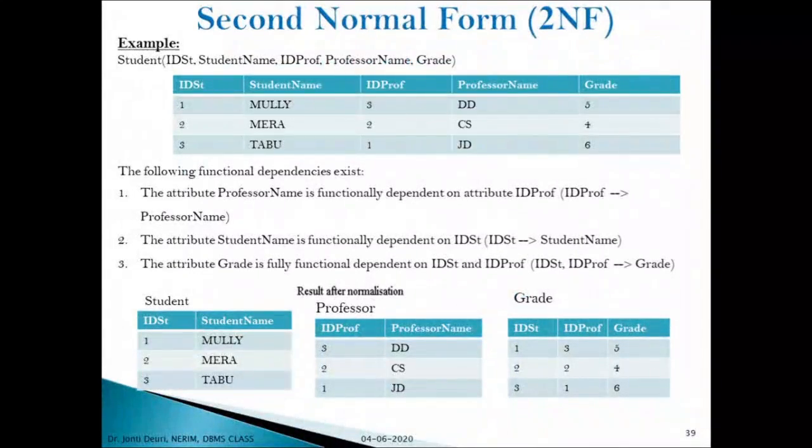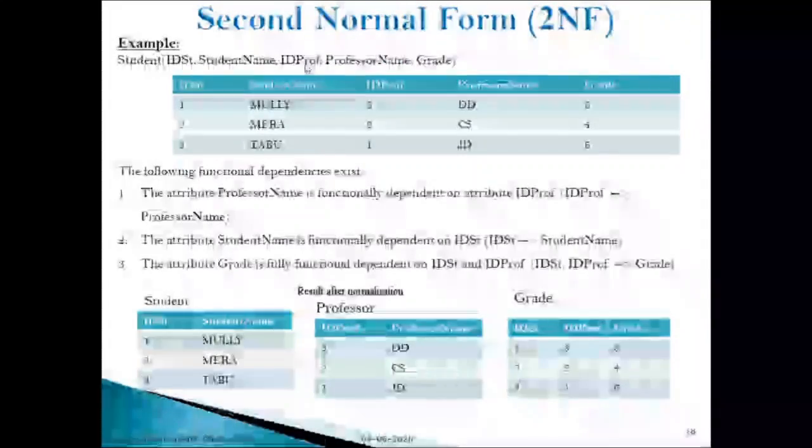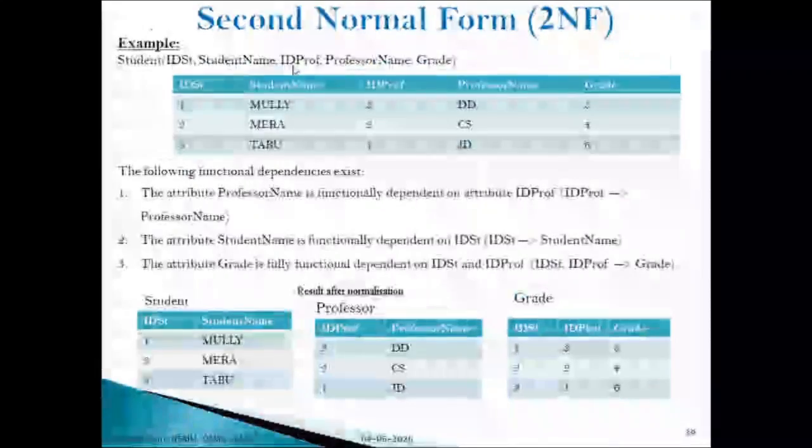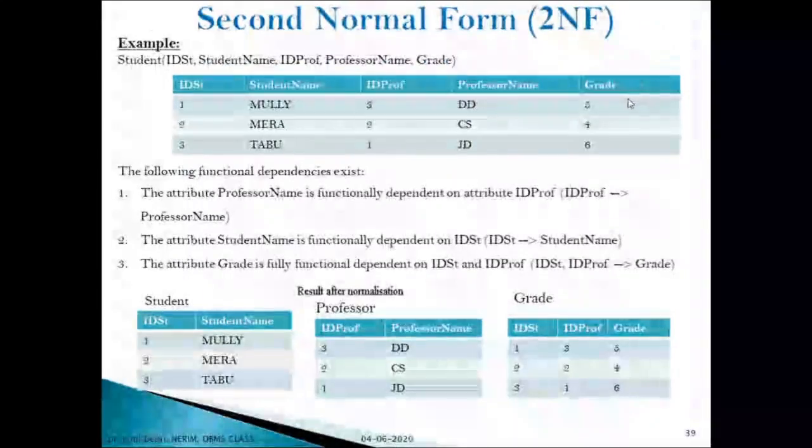Say we are having this student relation. In the student relation we are having student ID, student name, then professor ID, then professor's name, then grade. Like in this case, see, there are three functional dependencies you can find out here.